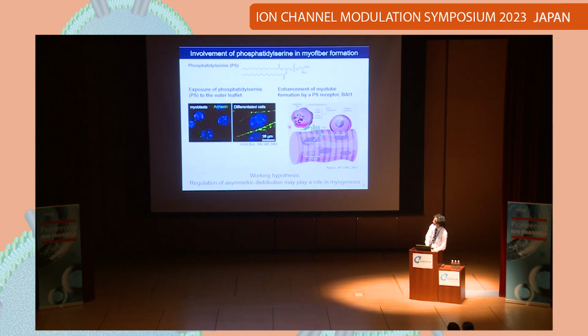During myotube formation, previous literature has shown that phosphatidylserine is exposed to the outer leaflet. Moreover, the phosphatidylserine receptor called BAI1 can recognize the exposed phosphatidylserine, thereby promoting myotube formation. So we hypothesized that regulation of asymmetric distribution of phosphatidylserine may play a role in myogenesis.